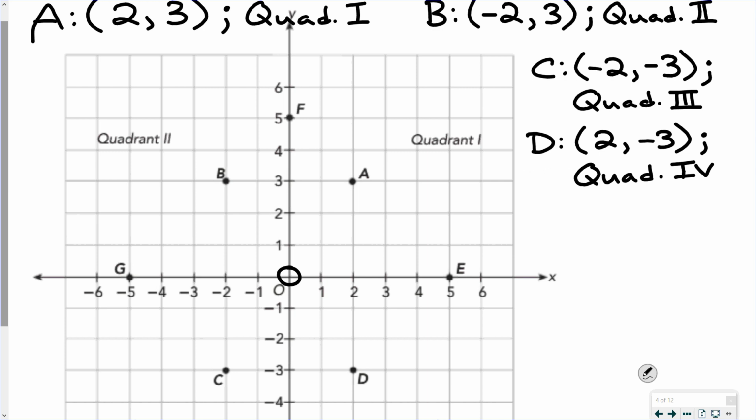My next point is E. So for E, once again, I come back to the origin. I move to the right along the x-axis. I have to move 5 places to the right, so that puts my x-coordinate as 5. And then for E, I don't have to move up or down, so my y-coordinate is 0, which places E on the x-axis. E does not fall in one of the quadrants, it is on the x-axis.